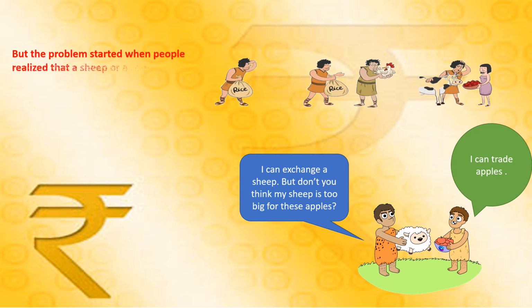But the problem started when people realized that a sheep or a cow was very big in exchange for those apples or rice. The people wanted to exchange things which were of equal weight now.